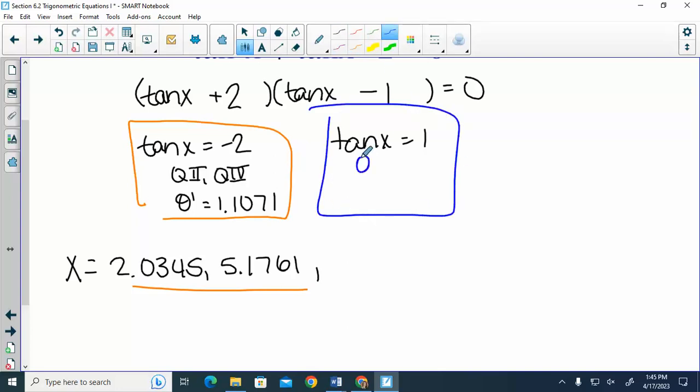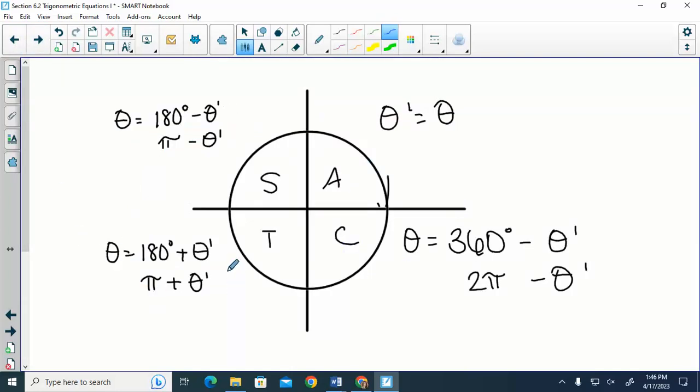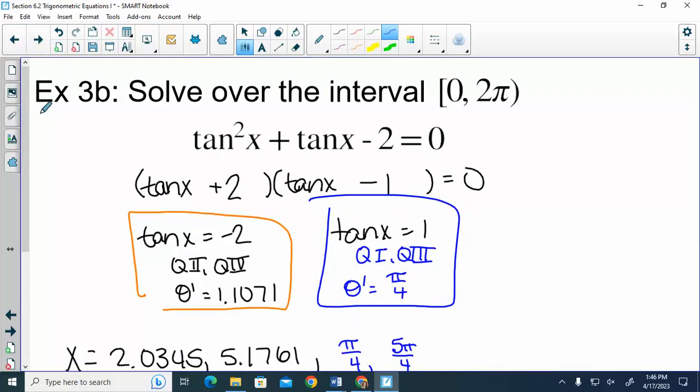So, quadrants. When is tangent positive? Reference angle. When is tangent equal to 1? 45 degrees, which in radians is pi over 4. So, pi over 4 in quadrant 1 is still pi over 4. In quadrant 3, you can remember the pattern. The third quadrant at the top is 1 more. You could think pi plus pi over 4. We get 5 pi over 4.